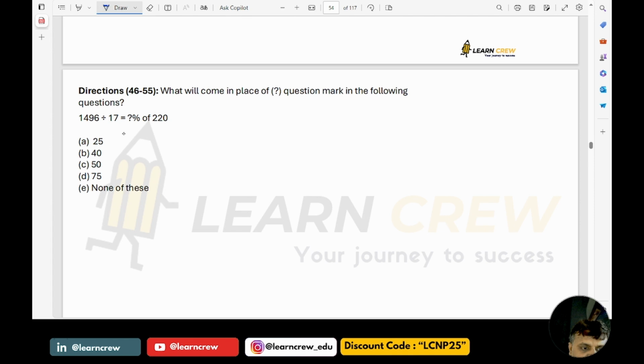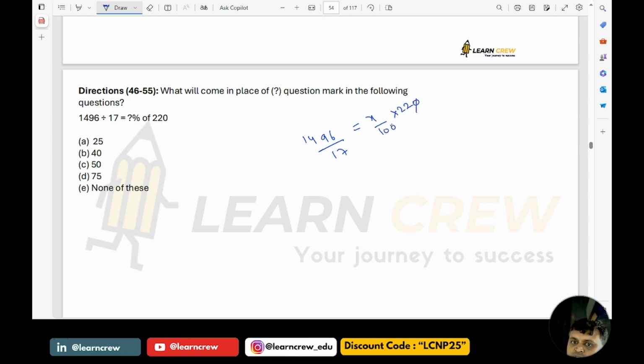Next, 1496 divided by 17 is equal to x percentage of 220.